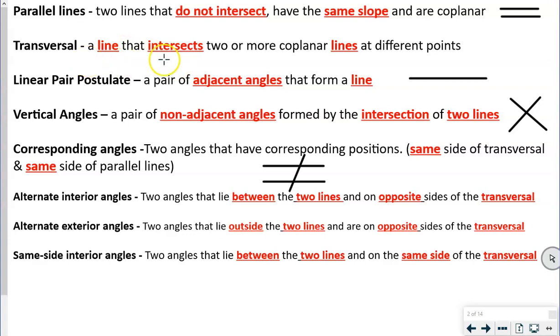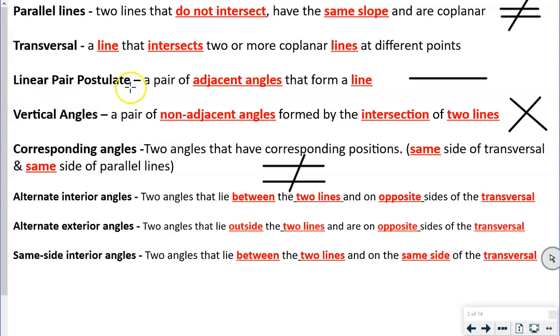Then a transversal is a line that intersects two or more coplanar lines at different points. So I'm going to draw a transversal on these two parallel lines. So that right there is a transversal. It intersected the pair of parallel lines at two different points, right?